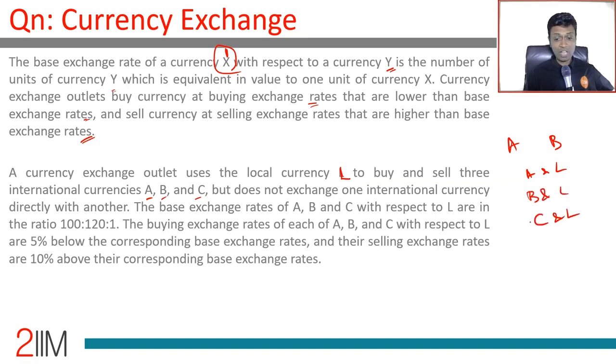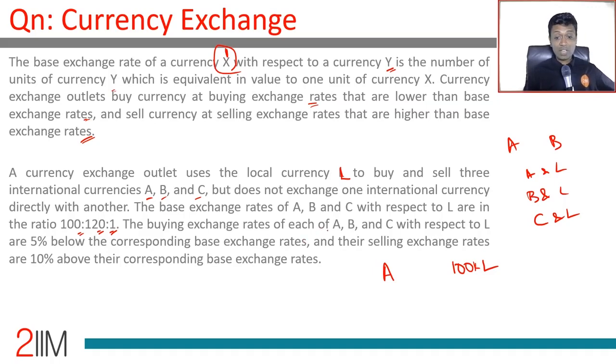The base exchange rates of A, B and C with respect to L are in the ratio 100 is to 120 is to 1. What does that mean? To buy a unit of A, we will be spending 100 of L. That is the base rate. Right? This is a ratio. Remember, it's probably 100K or 100P or 100Q or something like that.